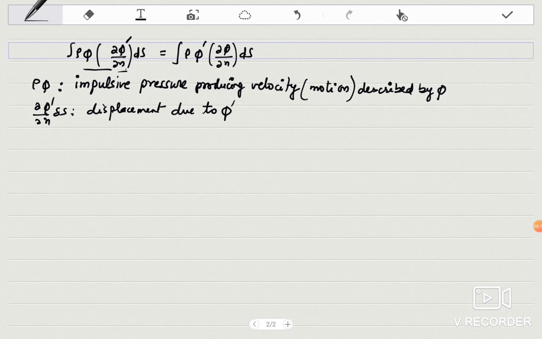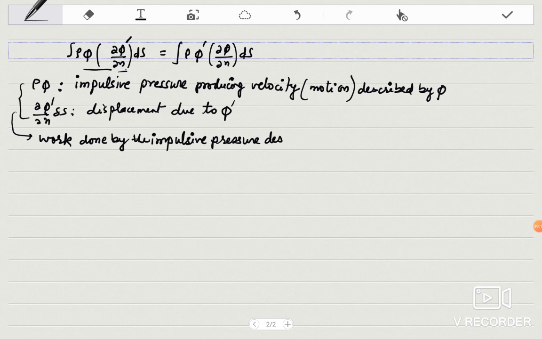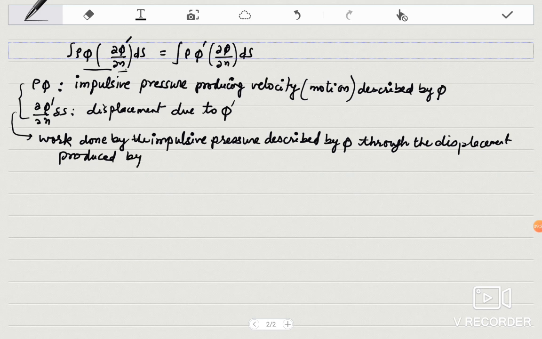So the combination of the two is the work done by the impulsive pressure described by phi through the displacement produced by phi dash.